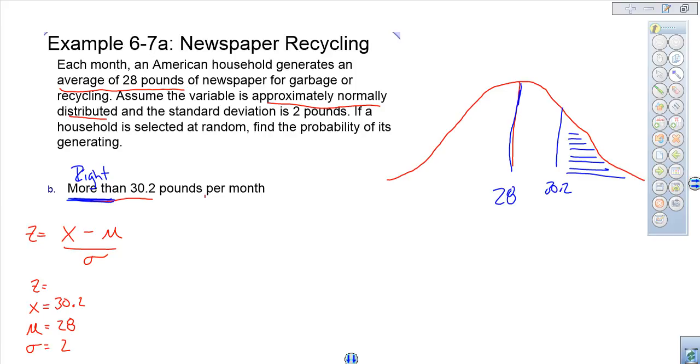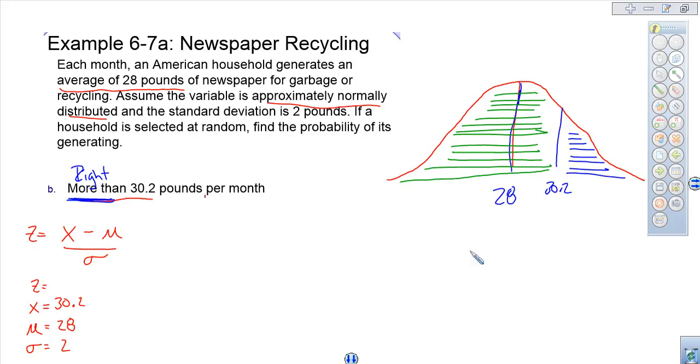But recall that when I go look at my table E, it is going to tell me the area to the left. No problem, right? We know what to do with that. We're just going to take that percentage and subtract it from 100. So let's go ahead and find our z-score. So our z-score would be 30.2 minus 28 divided by 2. So that's 2.2 divided by 2. That gives me a standard deviation of 1.1, or a z-score of 1.1.